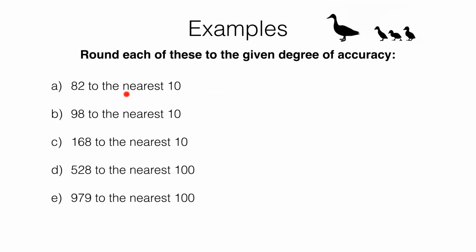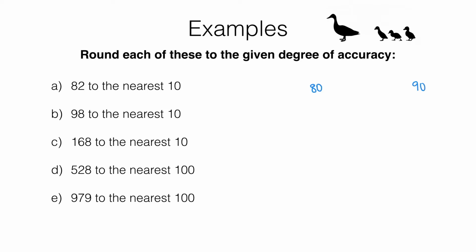In the first question, we need to round 82 to the nearest 10. Now, to round a number to the nearest 10, what we want to do is find the number that's in the 10 times table that's closest to 82. And we can do that by thinking about the number in the 10 times table that's just below and just above 82. And that is 80 and 90.